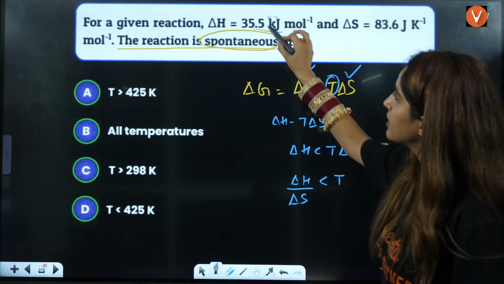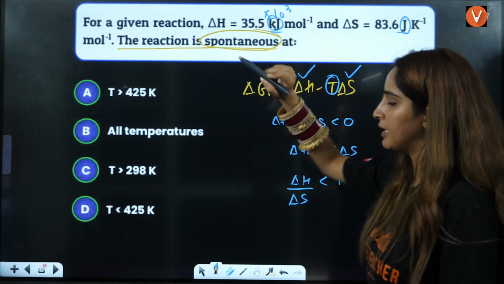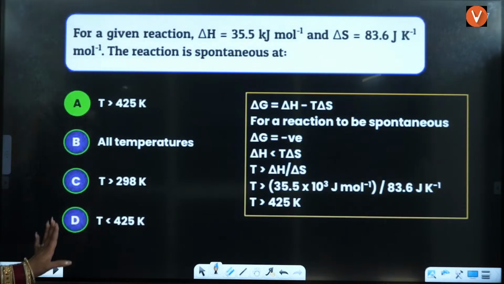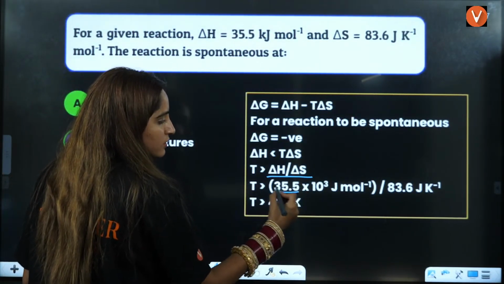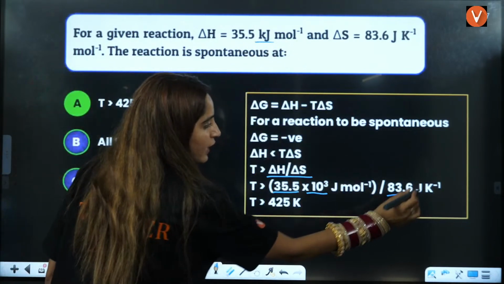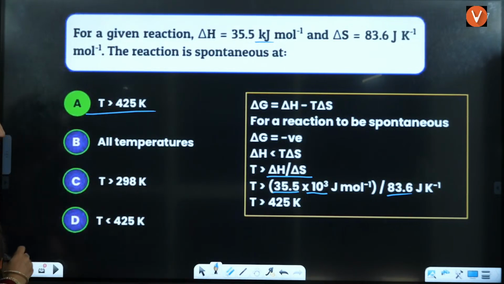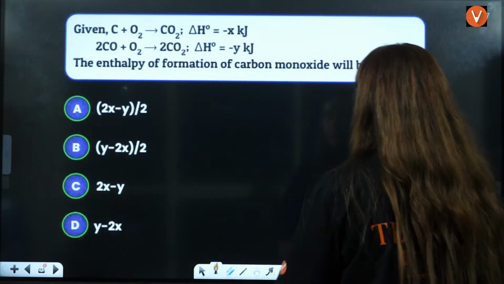Just remember, this is in kilojoule, this is in joule. So you have to multiply this with 10 raised to power 3. Then you will calculate the answer here. Temperature is greater than delta H by delta S. 35.5 multiplied by 10 raised to power 3 to convert it into joules, divided by 83.6, you will get it as greater than 425 Kelvin.